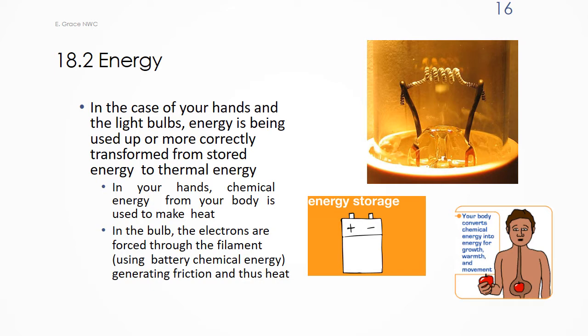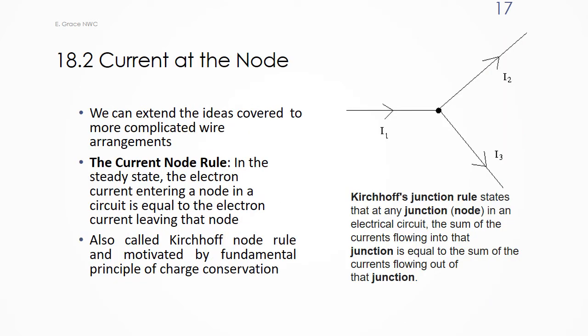energy. In the case of your hands and in light bulbs, energy is being used, or more correctly transformed, from stored energy into thermal energy. In your hands, the chemical energy from your body is used to make heat, and in the bulb, the electrons are forced through the filament using battery chemical energy, and so they're shaking around all those atom lattices, getting all hot and bothered and giving you heat. So there you go. Now that we know that the electrons aren't getting used up, we have what we need to start understanding current.